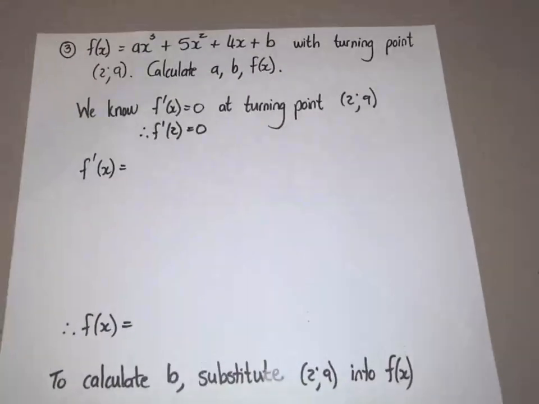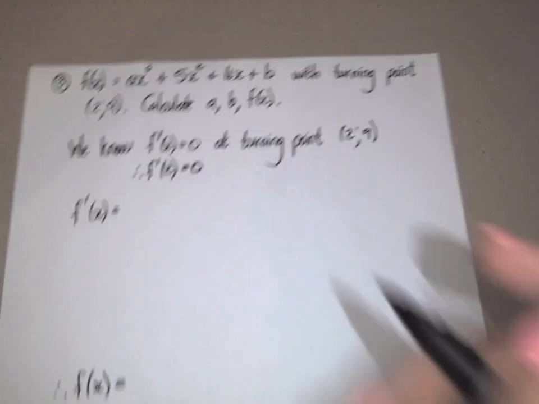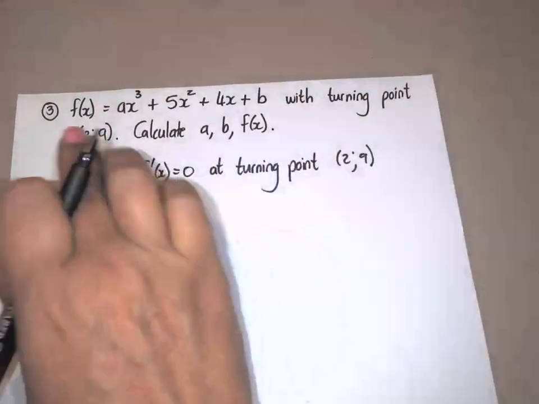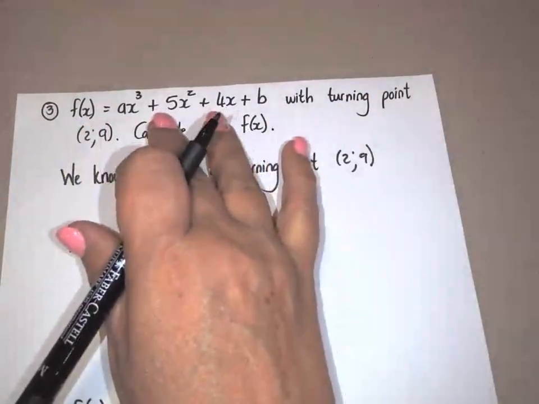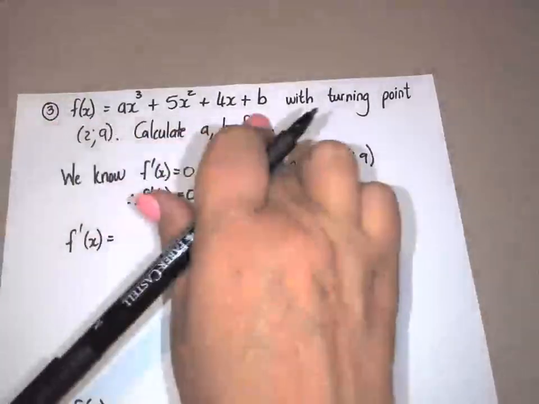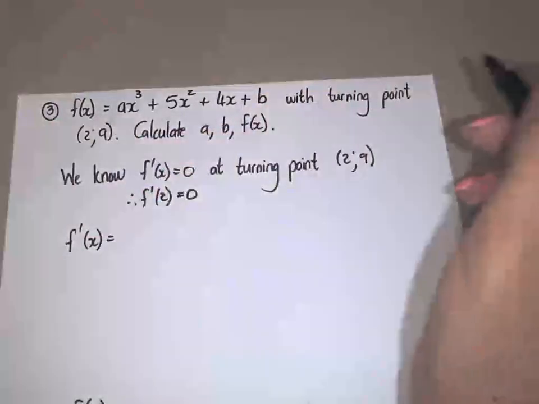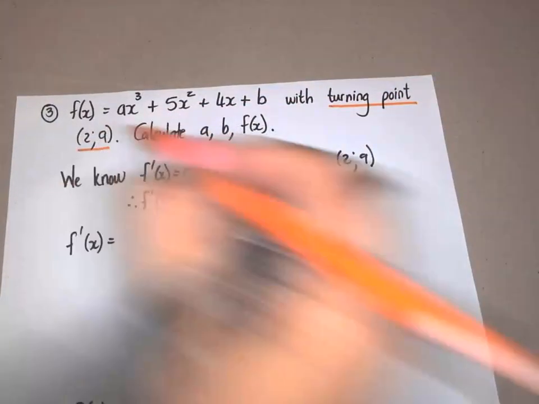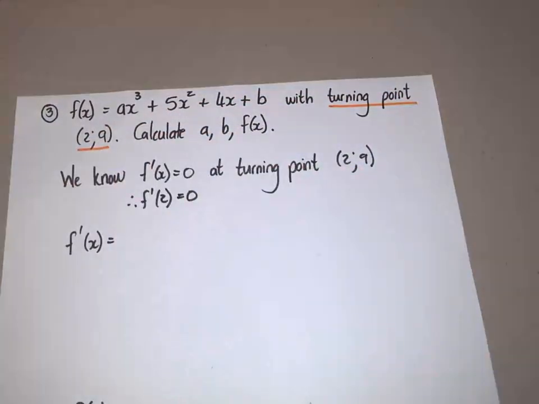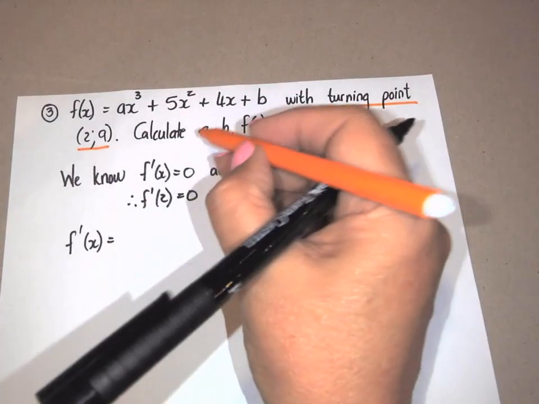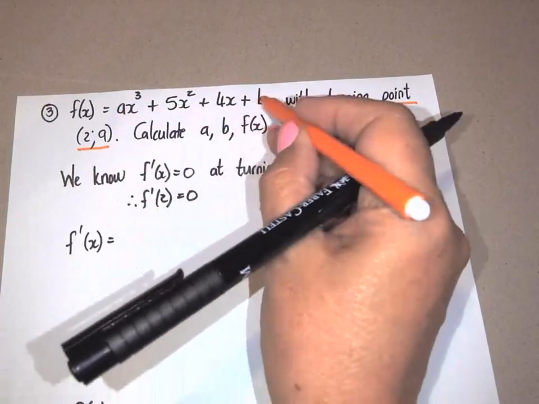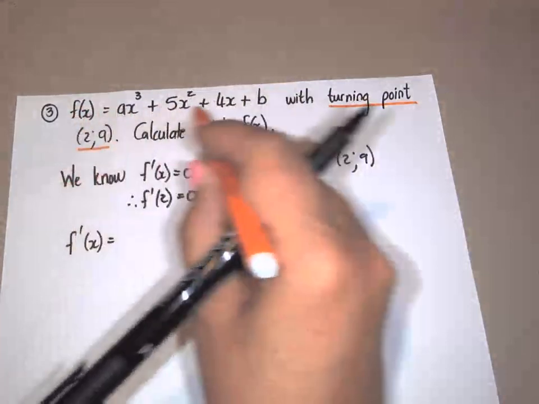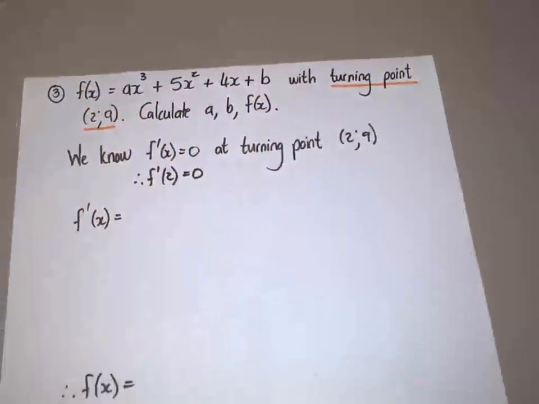The last example has a little bit more body. Here I give you f(x), but I give you some clues in the equation. I also tell you that the turning point is (2, 9). And I want you to calculate a, b, and f(x), so the equation of the cubic function.